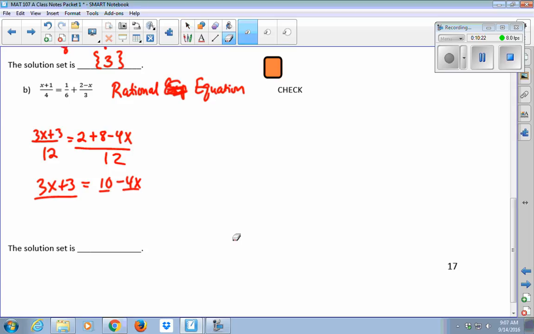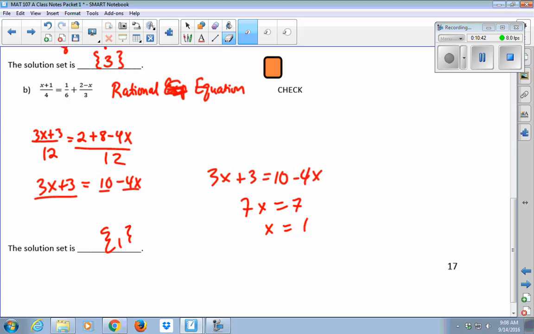Because all you have to do is make the numerator on the left-hand side equal the numerator on the right-hand side. So now it just becomes a nice baby linear equation that you knew how to solve before you came into this class. 7x equals 7, x equals 1.